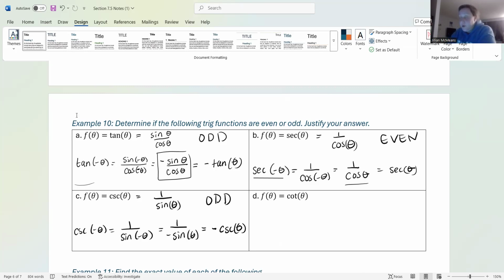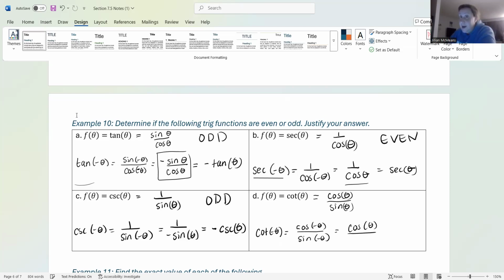Now, finally, we have cotangent. We know cotangent is the reciprocal of tangent, so that's cosine theta over sine theta. Let's evaluate cotangent of negative theta. Cotangent of negative theta equals cosine of negative theta over sine of negative theta. We know cosine is even, so cosine of negative theta equals positive cosine of theta.